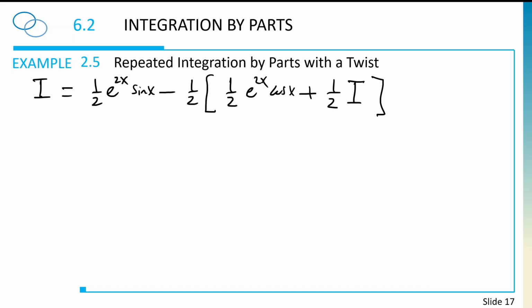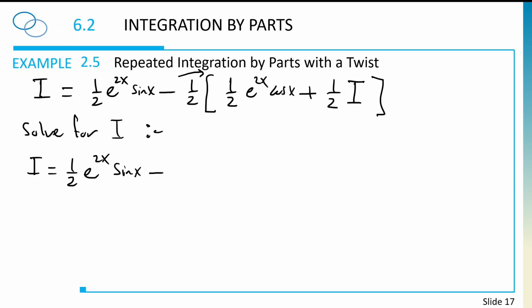What you need to do? Just only basic algebra, simplify. I need you only to solve for I. Remember, I is what we need to evaluate from the original question. Okay, do some basic algebra. I'll distribute this here. So I is equal to half e to the power of 2x sine x minus half times half, quarter e to the power of 2x cosine x. Remember, negative times positive, negative 1 over 4I.